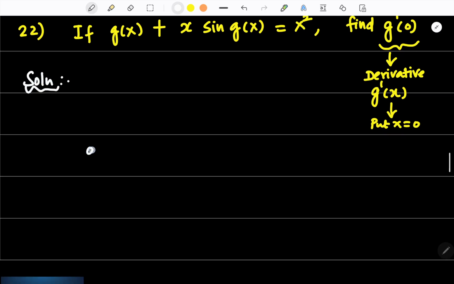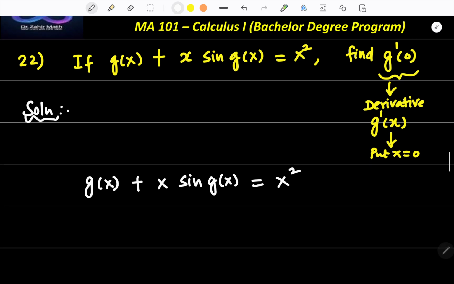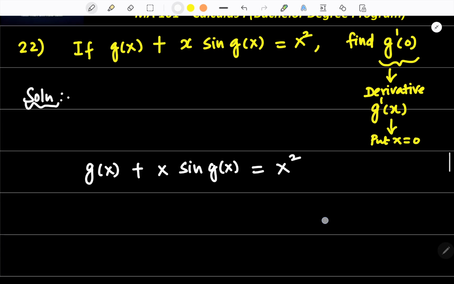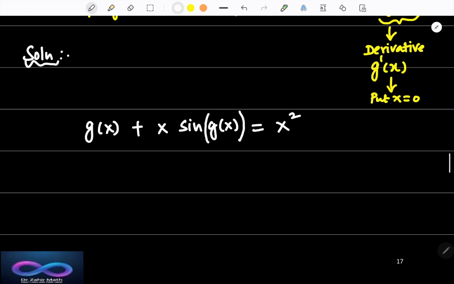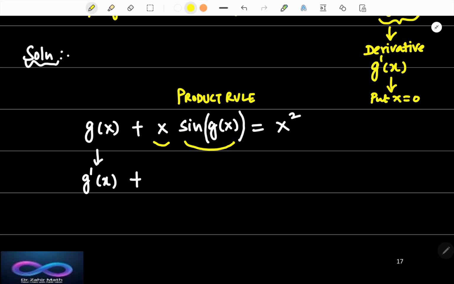What is given? g of x plus x sine g of x is equal to x square. Okay, right. So let us start this question. Again, you remember this is something like a function inside. Okay, right. What is the derivative of g of x? g dash of x. Or you can write dg by dx. But they are using g dash. Let's go with that. Plus, here you have two functions. This also x, this also x. So we should use what? Product rule.